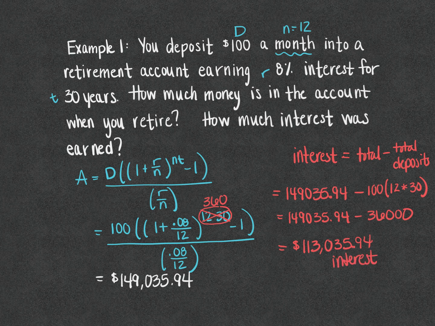Not a bad deal. Okay, but remember, when it comes to saving for retirement, the only way you have money when you retire is if you save during your working years. If you can make a $100 deposit every month for 30 years and end up with $113,000, imagine how much you could end up with if you deposited $500 or $1,000 a month into a retirement account.